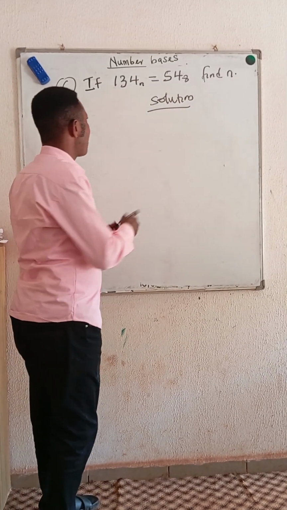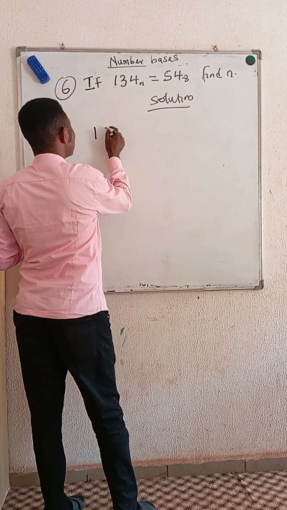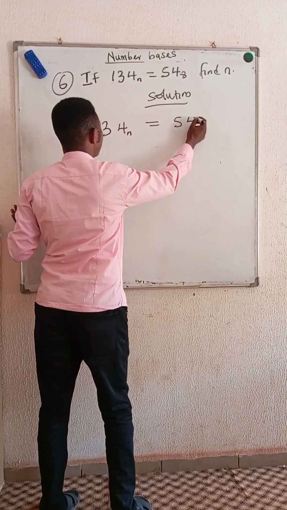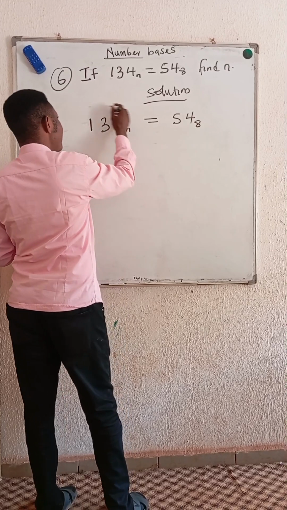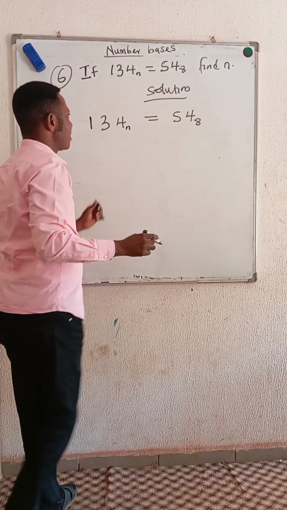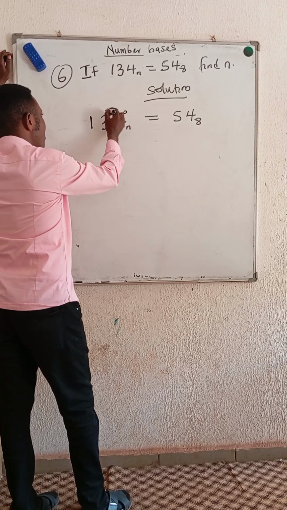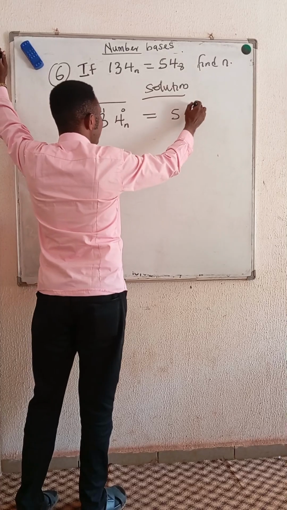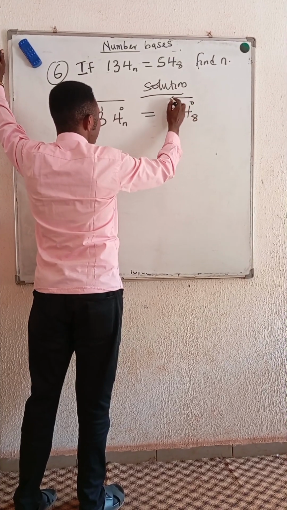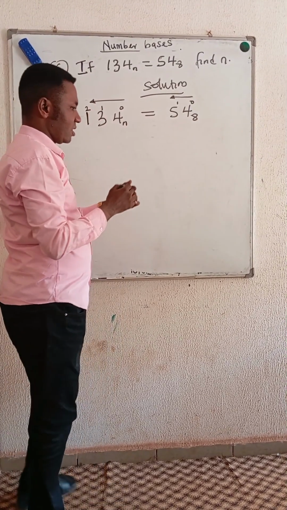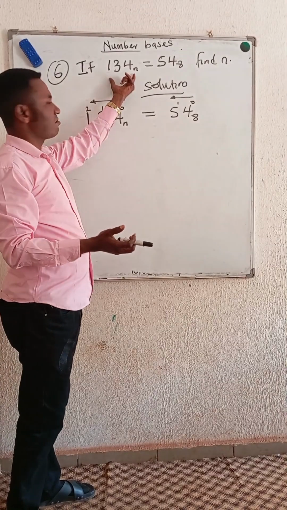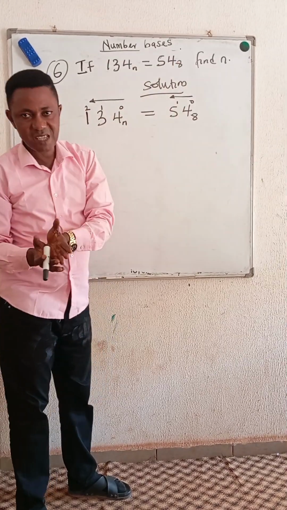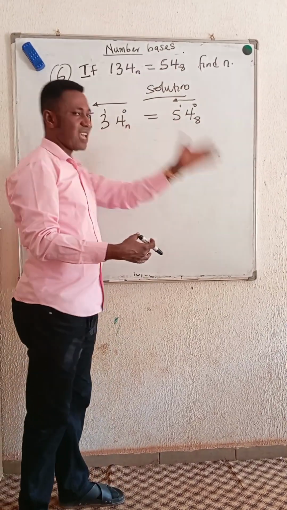So to do that, 134 in base n is equal to 54 in base 8. We move this to base 10, and we move this to base 10. So let's go. Remember your numbering: here it is 0, 1, 2, and here again 0, 1. If you like, you can do this one separately, keep the answer, do the right hand side, keep the answer, then equate them. But let's just do it directly.